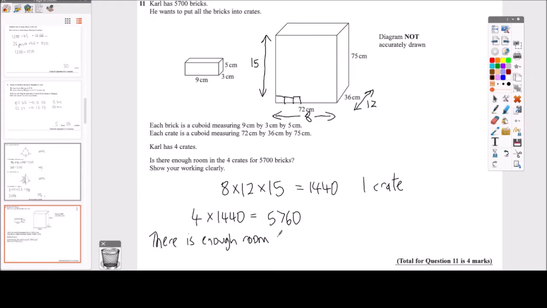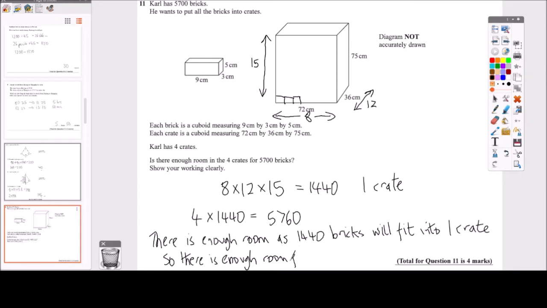And then just explain what you've done. As 1,440 bricks will fit into one crate, there is enough room for 5,760 bricks in 4 crates, or something like that.